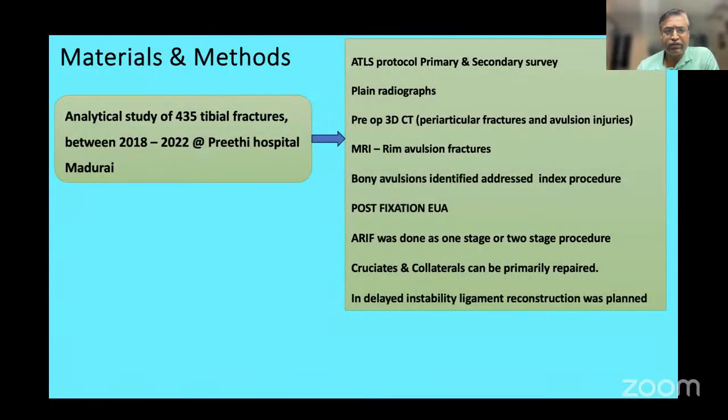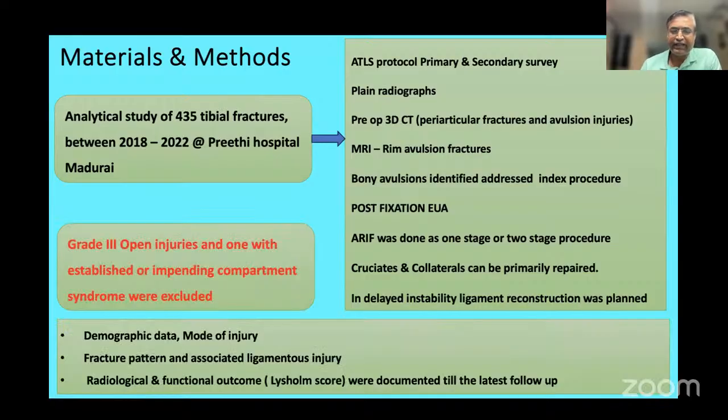So we analyzed around 435 cases of tibial plateau fractures at Preethi Hospital, Madurai, from 2018 to 2022. All these patients underwent the standard ATLS trauma protocol, and plain X-rays and CT were done. MRI was done in case of rim avulsion fractures. And the most important thing we follow is the post-fixation EUA. That is, once you fix the fracture, you do an evaluation under anesthesia, and then you come to know if there is significant collateral or cruciate instability, which can be addressed during the index procedure, or you can take up the patient again. Grade 3 open injuries and those with compartment syndrome were excluded from our study.